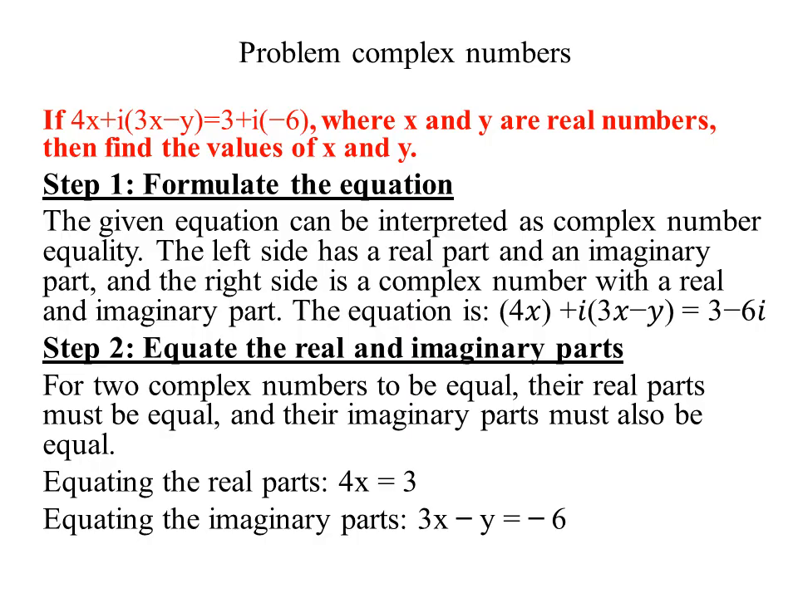In equating the real and imaginary parts, for two complex numbers to be equal, their real parts and their imaginary parts must be equal. By equating the real parts, we get 4x is equal to 3, and by equating the imaginary parts, we get 3x minus y is equal to minus 6.